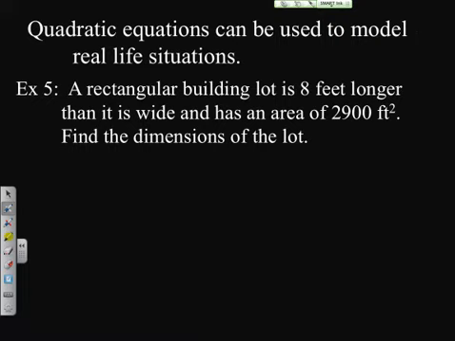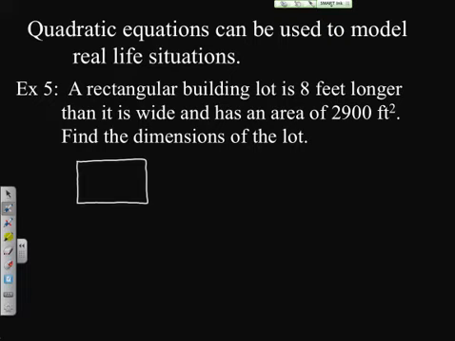We need to remember that the whole purpose of math most of the time is to use it in situations, and quadratic equations can be used to model real-life situations. So for example, let's say we've got a rectangular building lot that is 8 feet longer than it is wide. So we want to draw a picture. It's a rectangle.